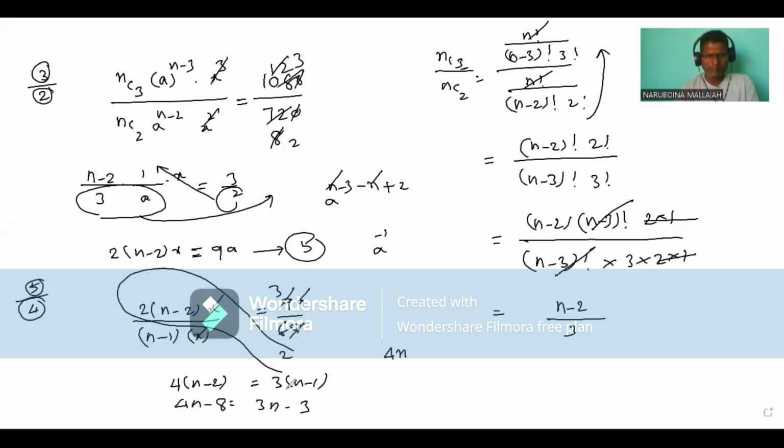Arrange the n terms on the left side. Send this 3n, it becomes minus 3n. That is equal to minus 3. Send this minus 8 to this side, this will become plus 8. 4n minus 3n, that is 1n, that is 8 minus 3, 5. So n is equal to 5.